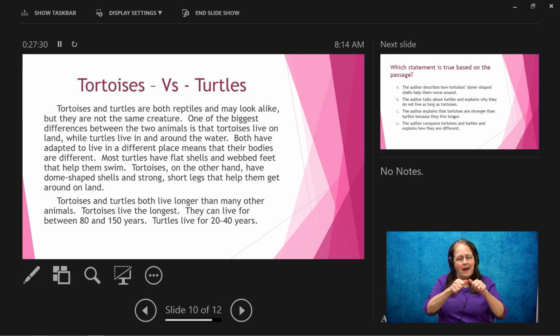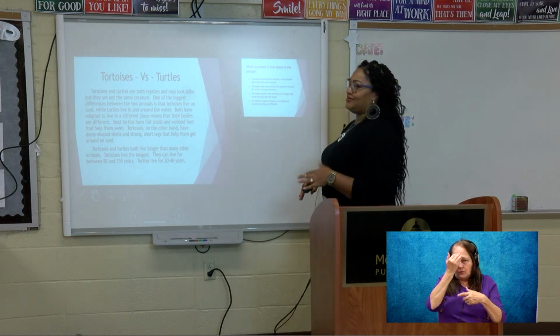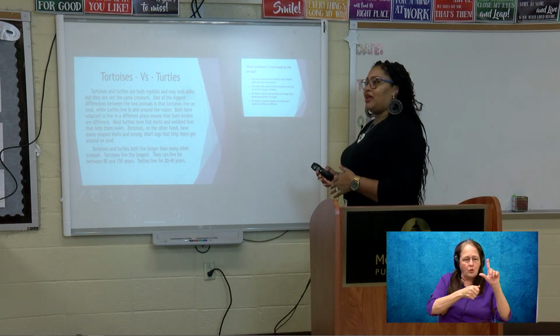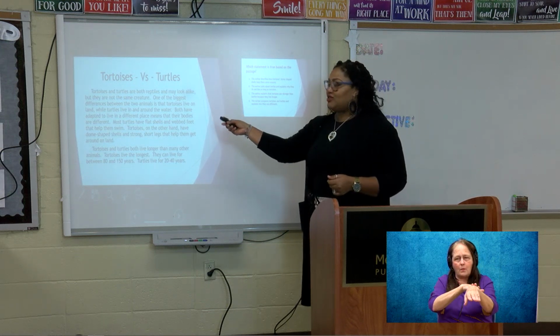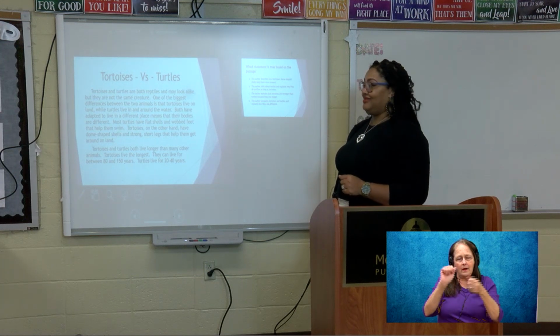Now, most turtles have flat shells and webbed feet that help them swim. When they talked about the turtles, they're talking about their feet and their shells helping them swim. But the tortoises, on the other hand, again, it talked about their shells being dome-shaped. Here we go again. The little short legs. They got those short legs that get them around on that land. I bet they move really fast. Although we know that turtles and tortoises are known to be slow-moving animals. Now, if we focus on that first paragraph, we have determined that we believe the author is making a comparison.